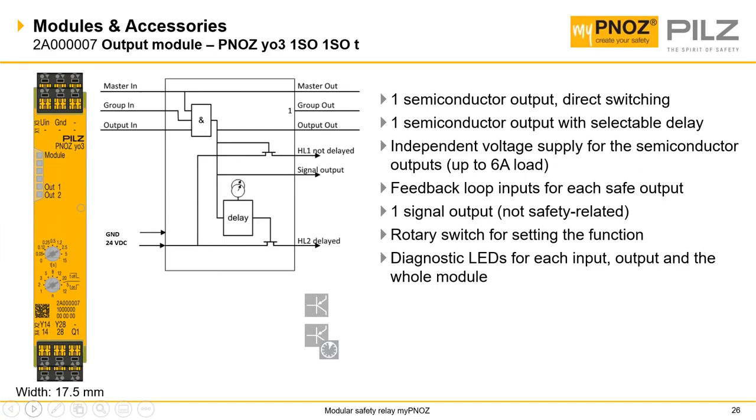The module YO3 is the same as module YO1, which we saw two slides ago, but with the exception of having one of the two available semiconductor outputs with a selectable time delay. All other features would be the same as before. All of the myPNOZ time delay modules have a selectable time off delay of between 0.05 and 300 seconds, whilst the time on delay is selectable between 0.25 and 180 seconds.